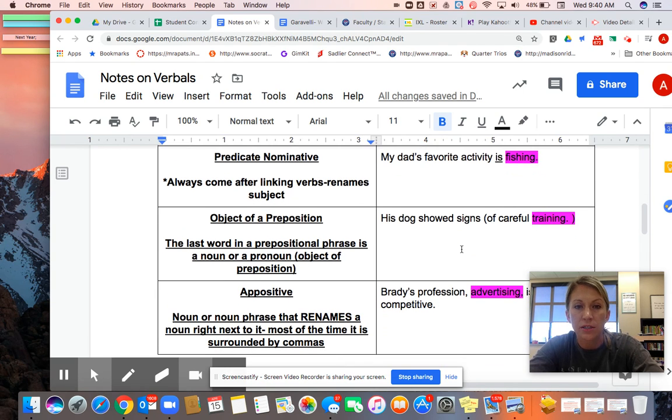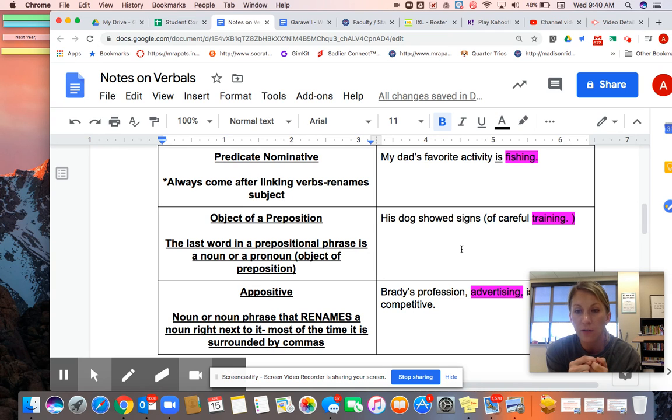Okay, predicate nominative. I think this one is pretty easy. Again, I might be biased because I'm the teacher, but I think it's pretty easy. You already know what a predicate nominative is. It is a noun or a pronoun that comes after a linking verb, and it renames your subject. It doesn't describe your subject, it renames it. Okay, adjectives describe. Nouns do not. So if you have a gerund functioning as a predicate nominative, you're going to have an ing word that is the form of a verb, and it's renaming your subject, and it comes after a linking verb.